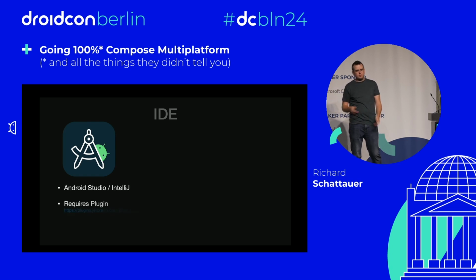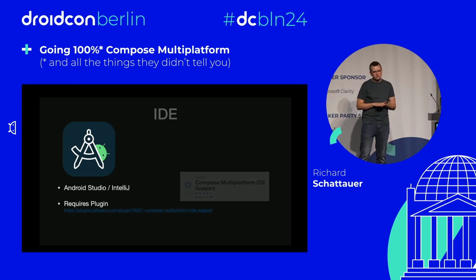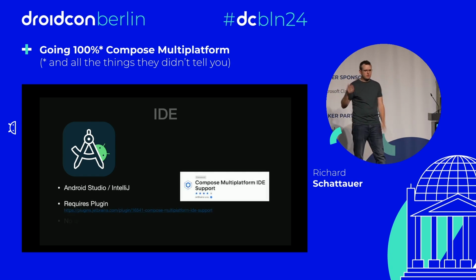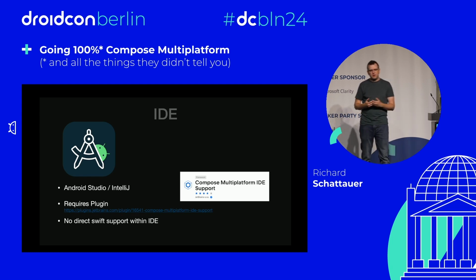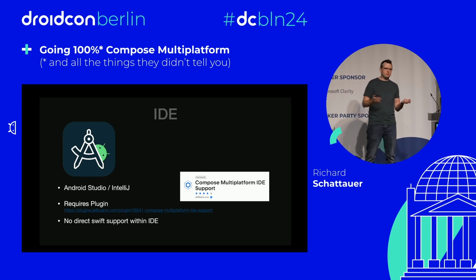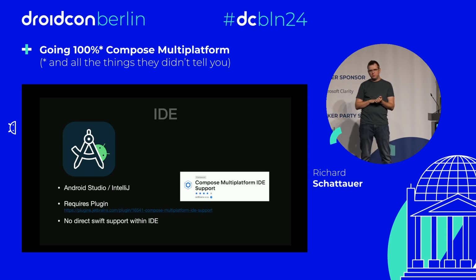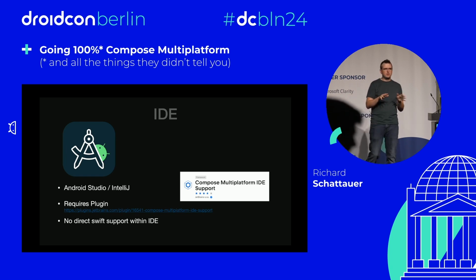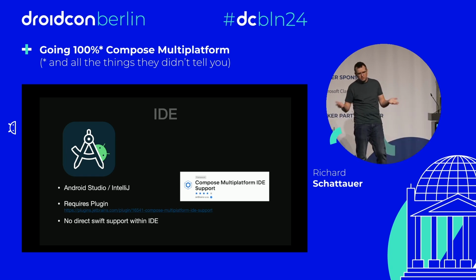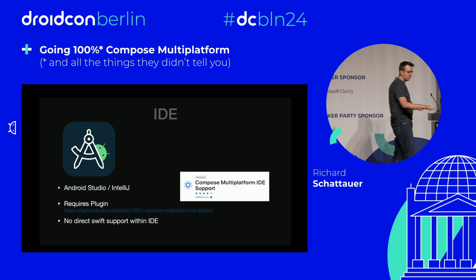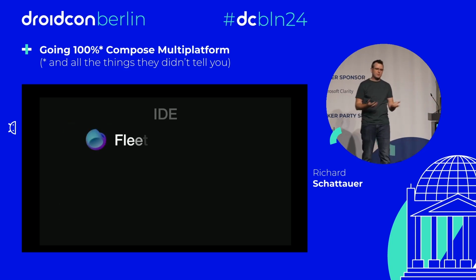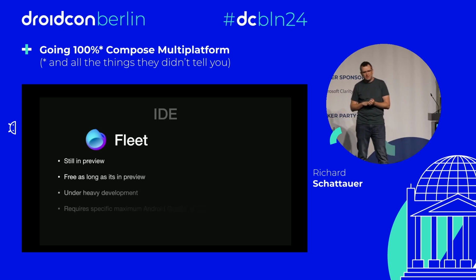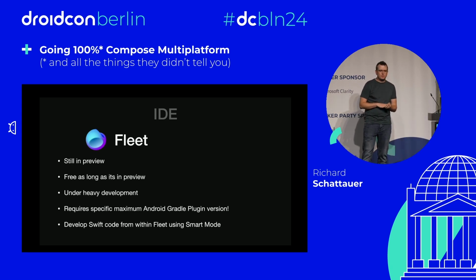So one big player being Android Studio, and it runs on IntelliJ. It requires the Compose Multiplatform plugin to make everything work. The biggest downside is that you have no direct Swift support within that IDE. There are plugins that you can use. I did not yet. And there is the other big player that was also mentioned by other colleagues or by JetBrains guys, which is Fleet.